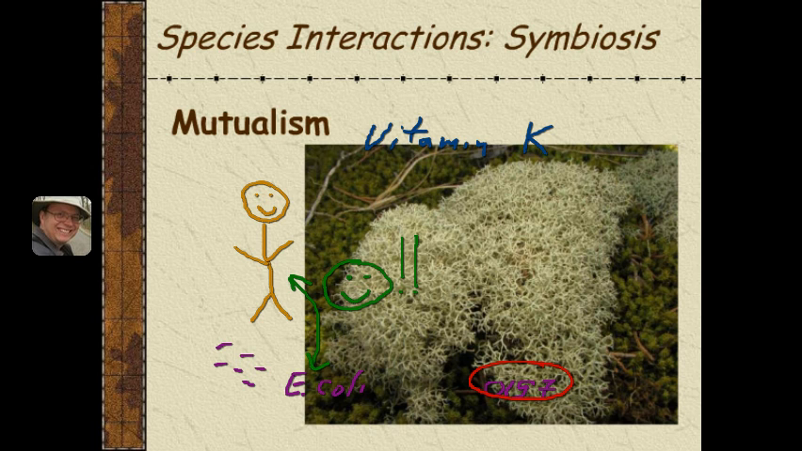And where you get it is from your friends E. coli living down there in your large intestine. They're living large, but they're paying some rent, and this is a mutualistic, symbiotic relationship. You're helping the E. coli, and E. coli is helping you.